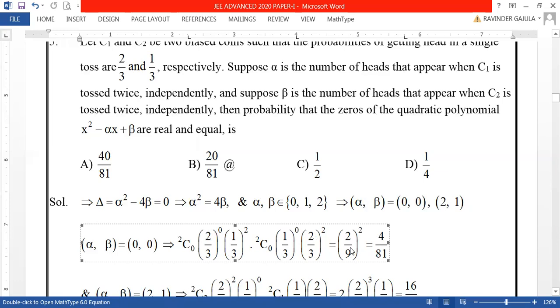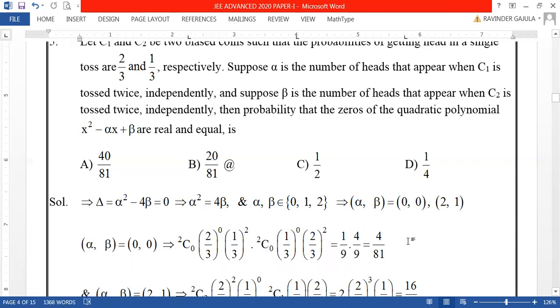It is equal to 1 by 9 of 4 by 9. Okay, this is equal to 4 by 81. Okay friends, 1 by 9 times 4 by 9 equals 4 by 81, dear friends.